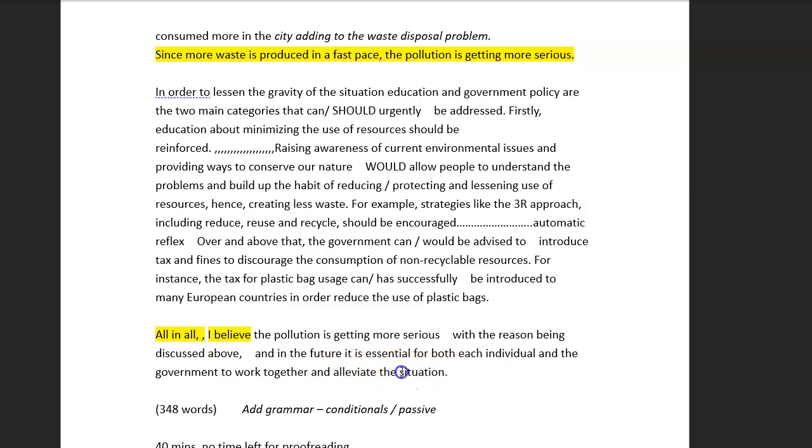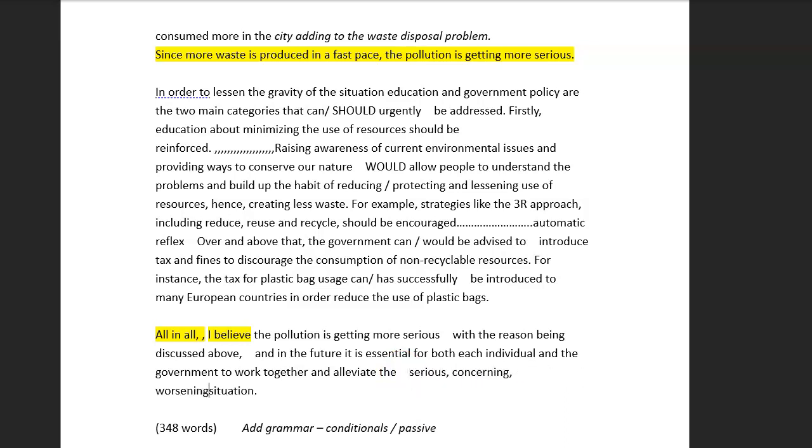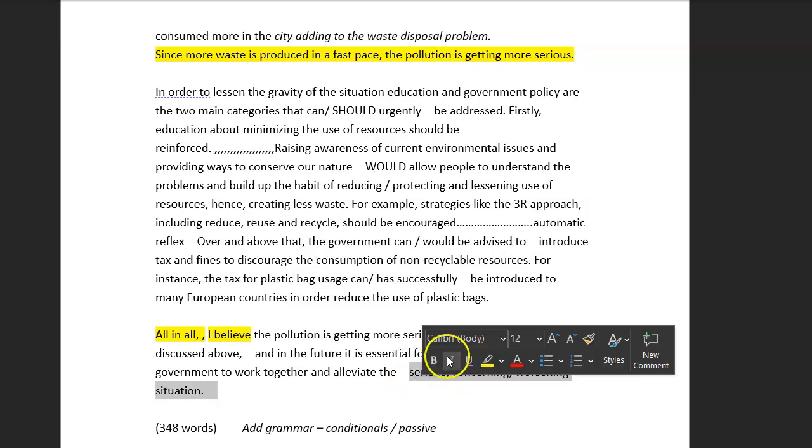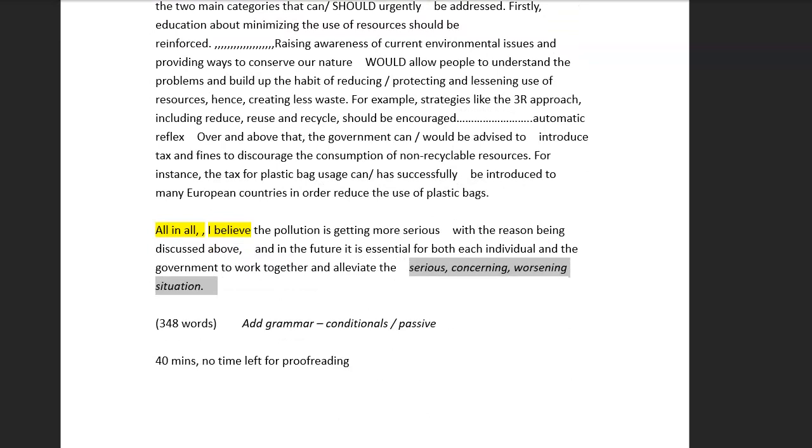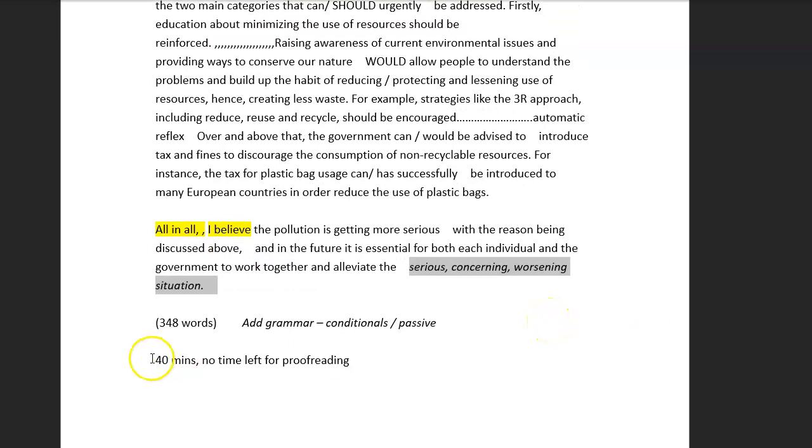Very good. You could, but let's get some more adjectives in here. Serious, concerning, worsening. So a lot of this is about vocab as well. So how about, because I can see you've got no time, how about aiming for maybe 300 words? I mean, you can make it longer later, aiming for 300 words, but getting some better quality words in there and getting some grammar in as your next target.